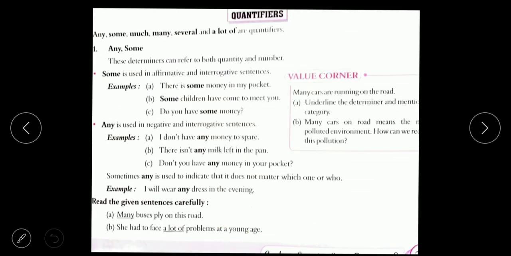Any, some, much, many, several and a lot of are quantifiers. Any and some: these determiners can refer to both quantity and number. Any and some both are used for quantity and for number. Some is used in affirmative and interrogative sentences, where any is used for negative and interrogative.